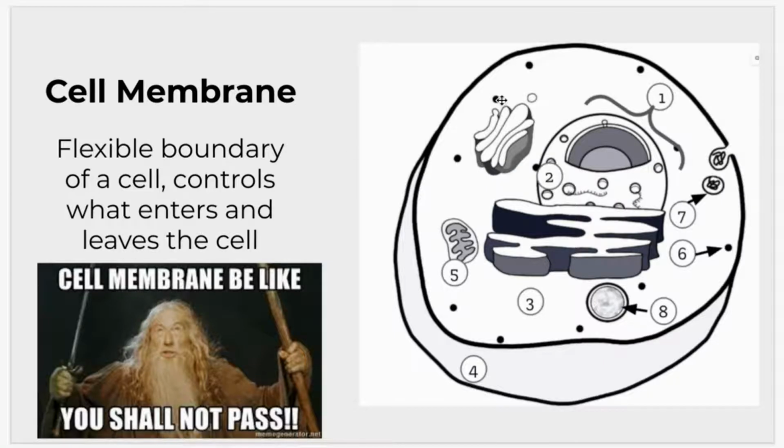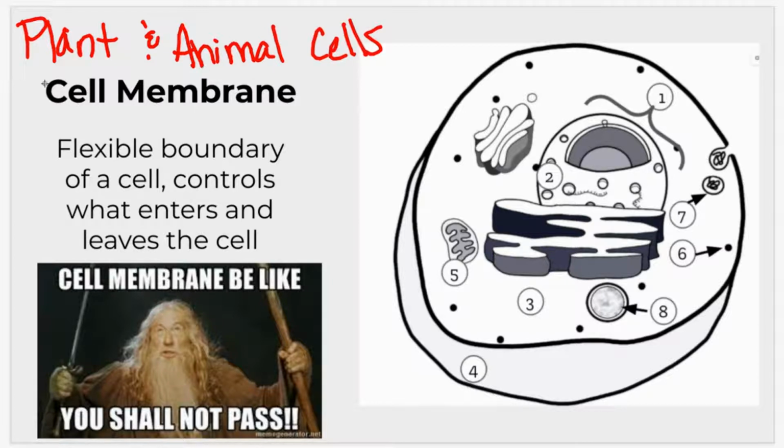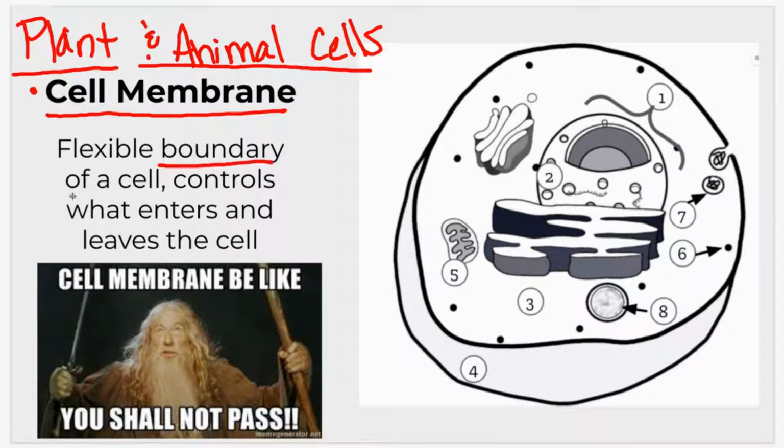We are going to start off taking notes on organelles that are found in both plant and animal cells at the top of page 18, just beneath the word organelles. I want you to write plant and animal cells. Underline that because these are organelles that are in both. And then the first one is going to be the cell membrane. It is the boundary of the cell and it controls what enters and leaves.